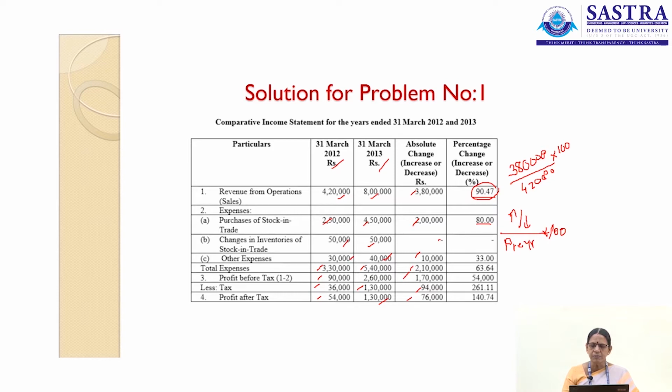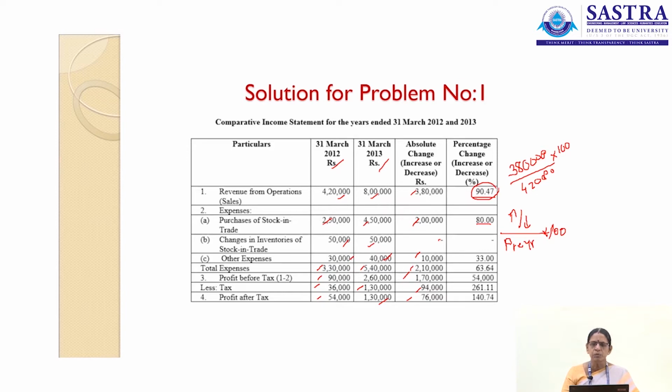Changes in the inventories, we don't have any changes, so nil change. Other expenses, we have 10,000 increase. So 10,000 divided by 30,000 will get 33%. Now coming to the total expenses, we have 5,40,000 and 3,30,000. We have 2,10,000 as increase. This 2,10,000 divided by 3,30,000.